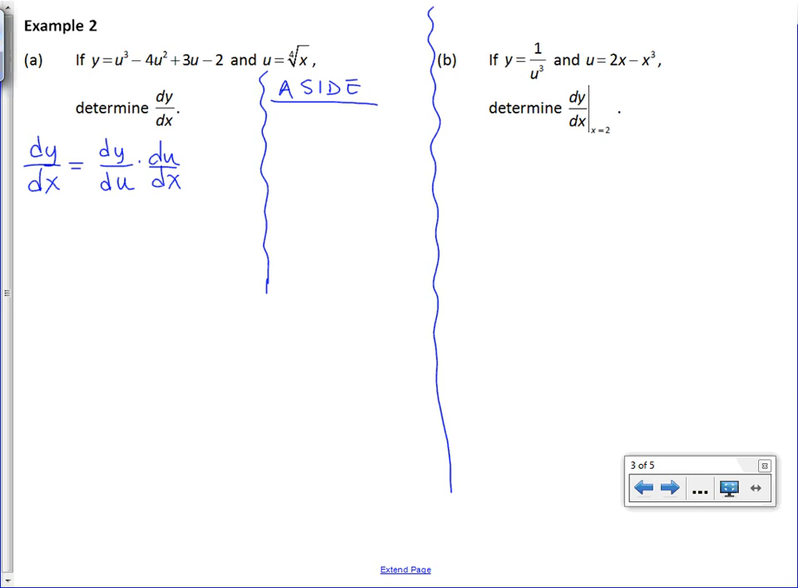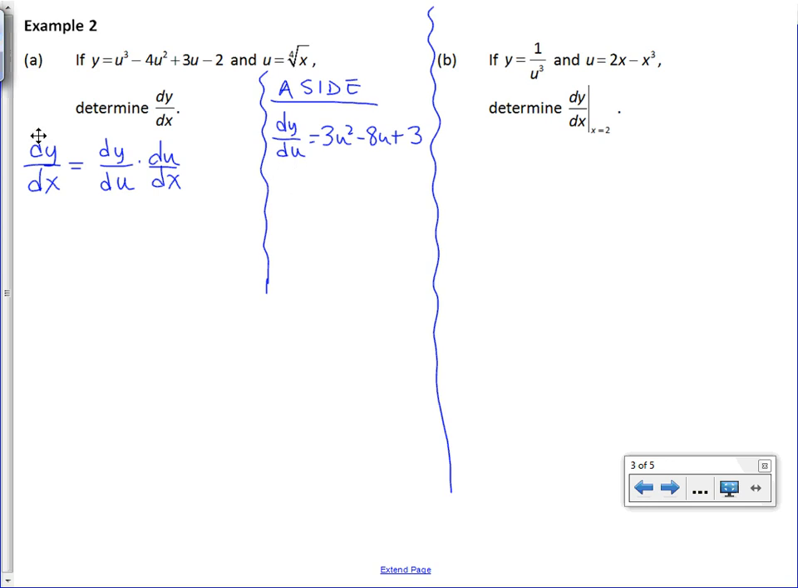Do I really need to rewrite function y here? It's just a polynomial. I don't really need to copy it. If you want to copy it and then take the derivative underneath it, fine. Or you could just take the derivative. dy by du equals the derivative of u cubed, 3u squared. Derivative of negative 4u squared, negative 8u. Derivative of 3u, plus 3, and the derivative of negative 2, 0. dy by du found.